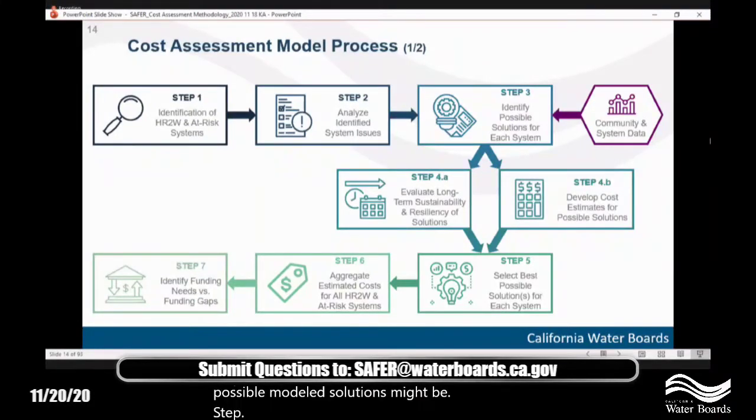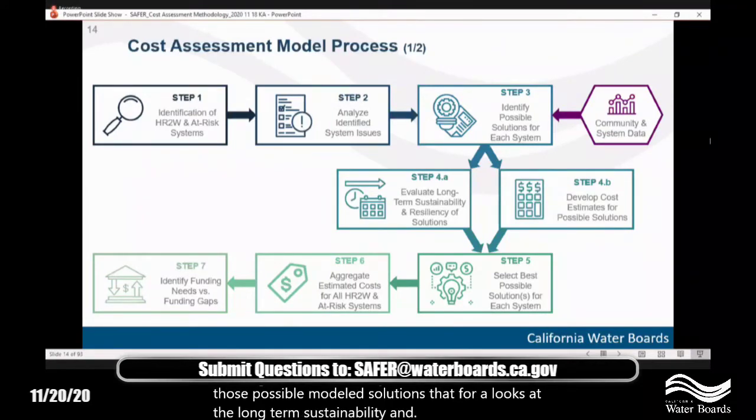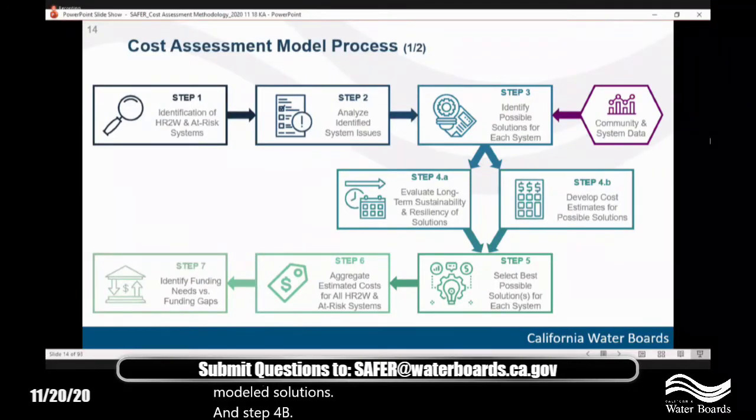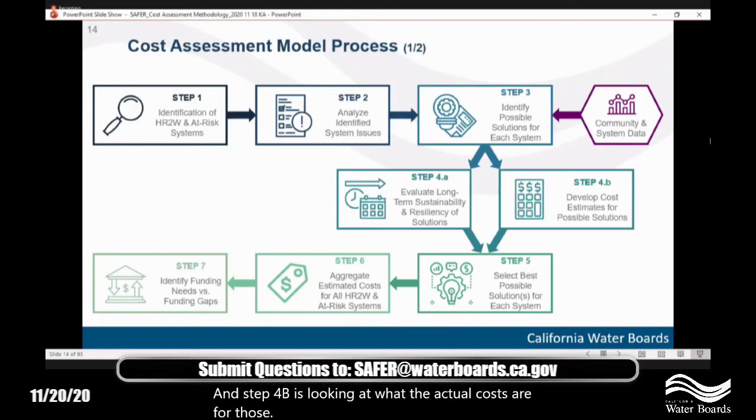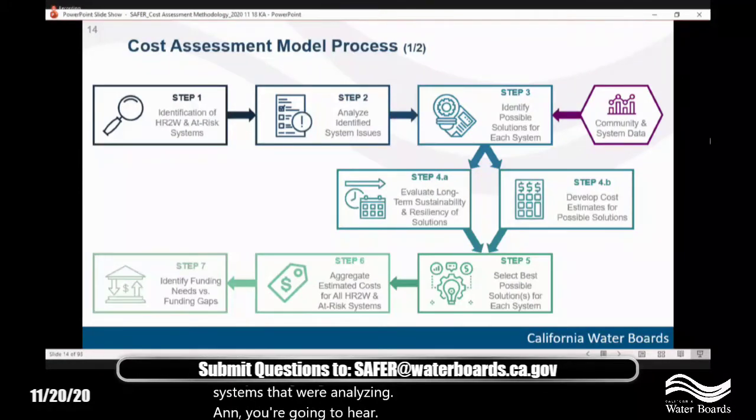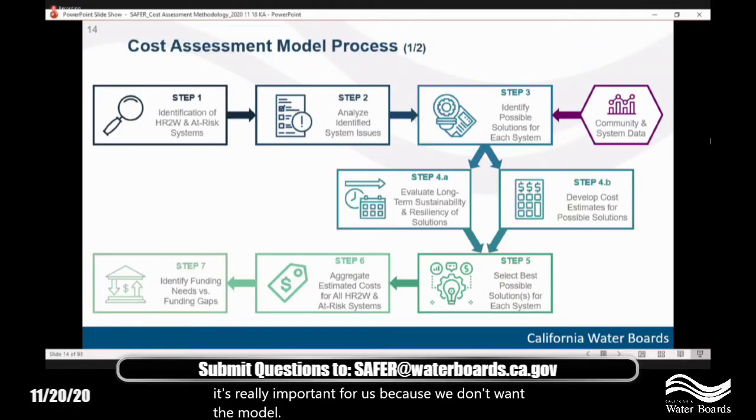Step 4A and step 4B are starting to then look at those possible modeled solutions. Step 4A looks at the long-term sustainability and resiliency of those modeled solutions. And step 4B is looking at what the actual costs are for those modeled solutions. Because at the end of the day, we have to choose a modeled solution in order to generate that price tag, if you will, for those systems that we're analyzing. And you're going to hear us talk a little bit about the sustainability and resiliency piece of this today. That's really important for us because we don't want the model to be choosing the lowest cost solution for our systems. We recognize that the lowest cost may not always be the most resilient or sustainable solution for the community. So we want to be able to weigh cost and long-term resiliency within the model.